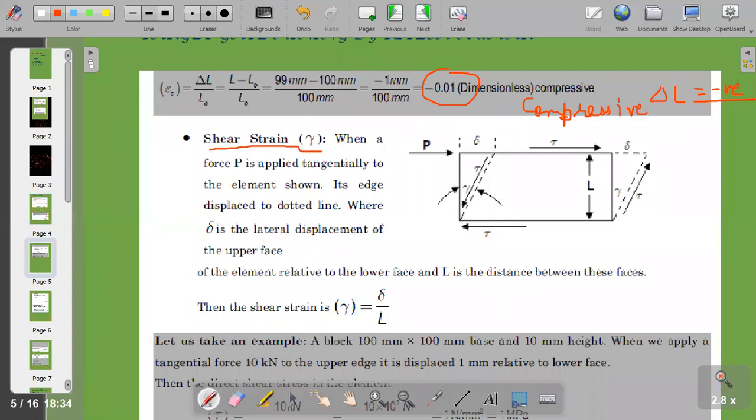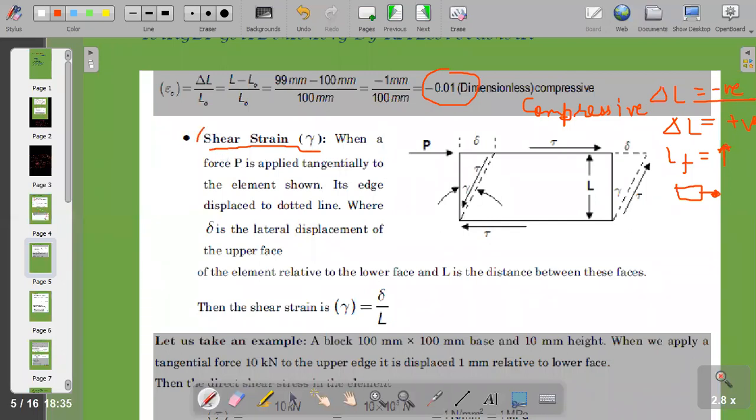Now, if the strain is positive, then it will be tensile. Positive means tensile stress. Delta L positive means the final length is increasing. When you apply force in the tensile direction, you are stretching something, and if you stretch anything, it will increase in length.